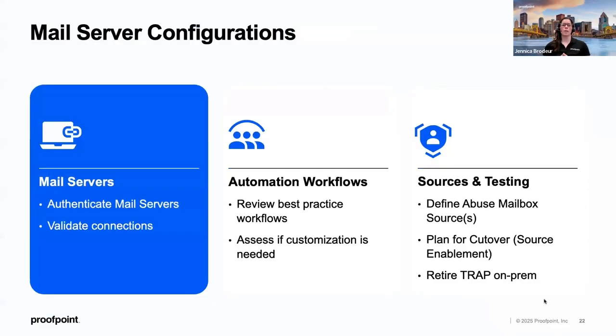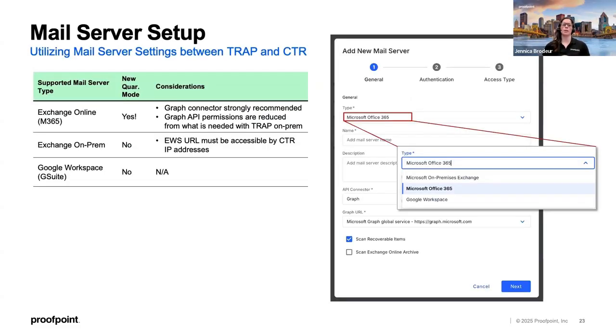So we're going to start with that mail server piece and give you a high-level overview of what that looks like. I want to go into a little bit of detail in terms of the setup itself. We do have that new quarantine mode available for Exchange Online. The thing to keep in mind there is if you are executing quarantine actions as part of testing or shortly after cutover with Cloud Threat Response, it is going to be a different mode of accessing those quarantine messages. So they aren't going to be in a central repository or quarantine mailbox anymore.